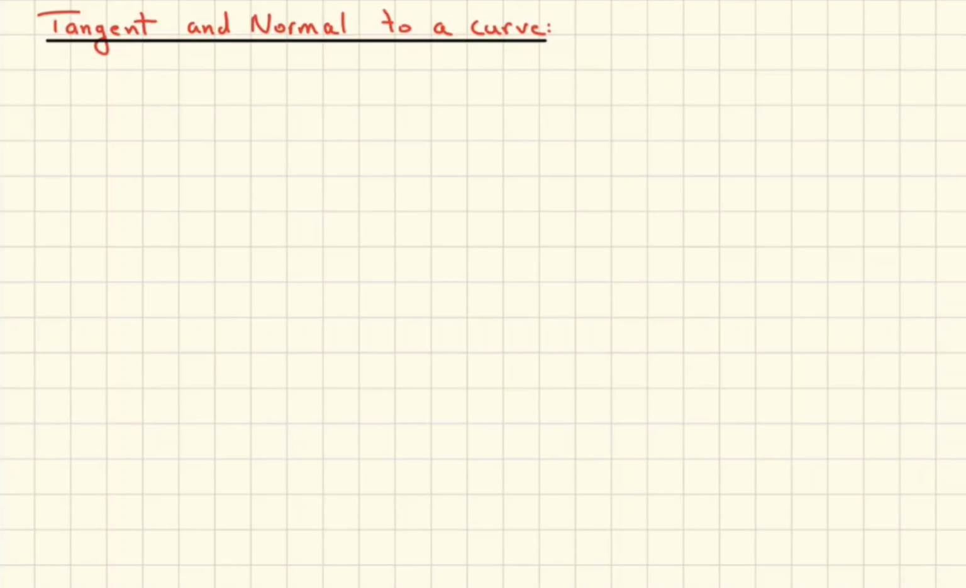So in this video, we're going to talk about the tangent and normal to a curve. Before we start that, we need to remember the equation of a line. So whenever we're talking about a tangent or a normal line, we need to remember the equation of a straight line. The equation of the line is y equals mx plus b.